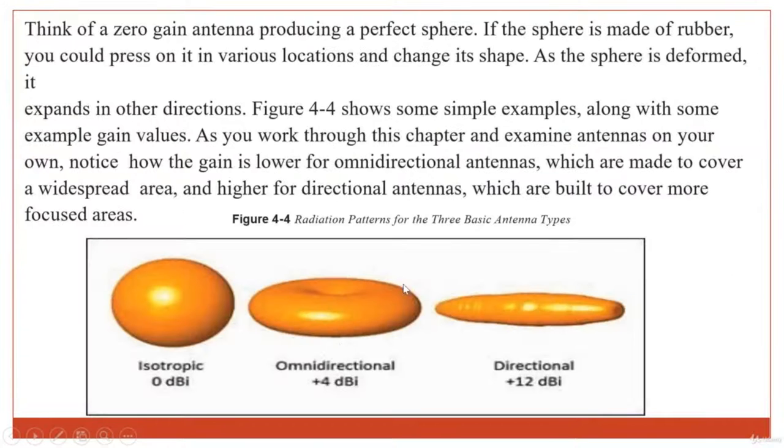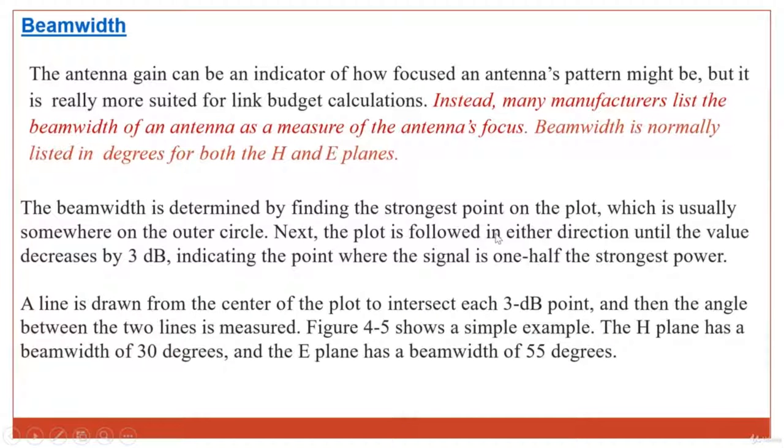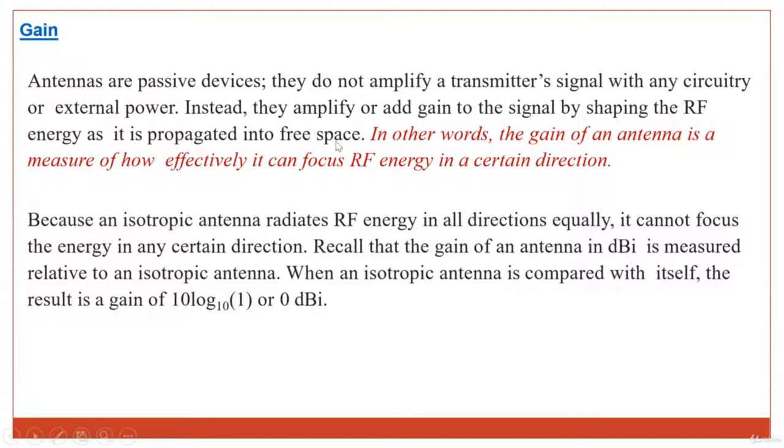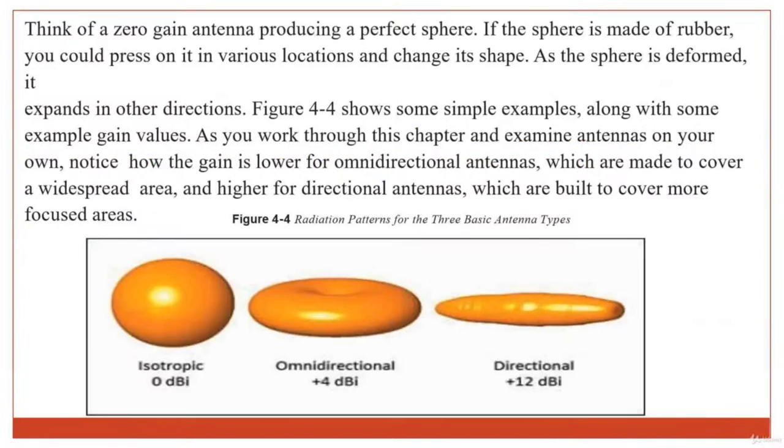Okay, all right. So here you can see in the diagram the different types of antenna: isotropic, omnidirectional, directional. You can see the gain, because the focus is changing, and that's why the gain of the antenna is changing. The new term we have is the beam width. So what is the beam width? Many manufacturers list the beam width of an antenna as a measure of antenna focus. So, two terms. Gain is a measure of how effectively it can focus RF energy in a certain direction. So that's the gain, your energy in a certain direction.